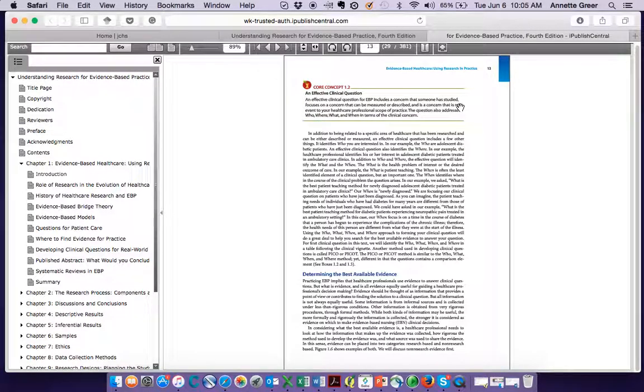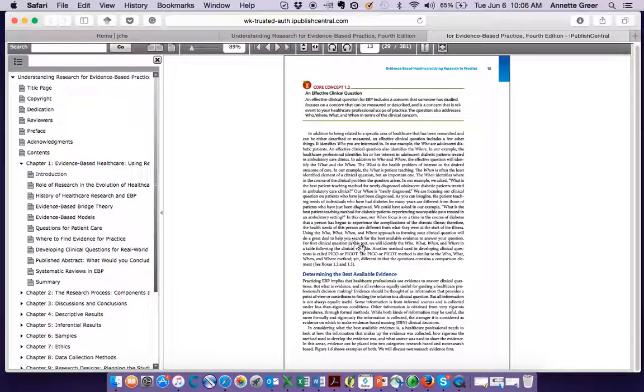Again, here's another core concept. An effective clinical question for EBP includes a concern that someone has studied, focuses on a concern that can be measured or described. Measured would be quantitative, described perhaps qualitative, and is a concern that is relevant to your healthcare professional scope of practice. So everything we're doing this semester addresses clinical nursing practice. The question also addresses who, where, what, and when.